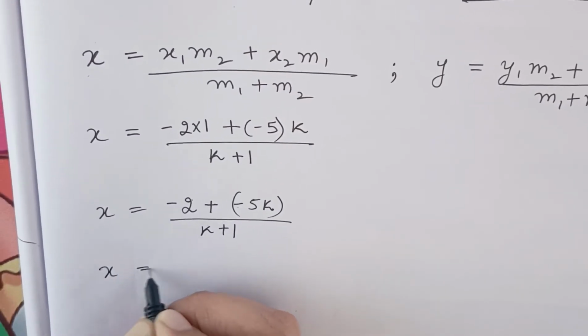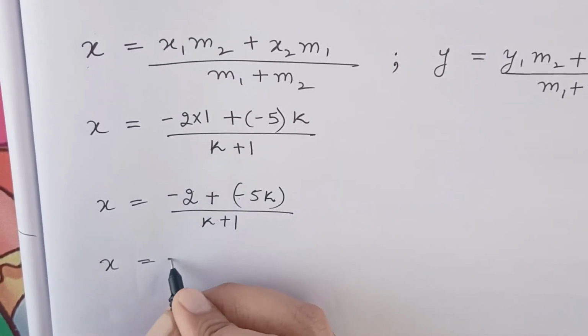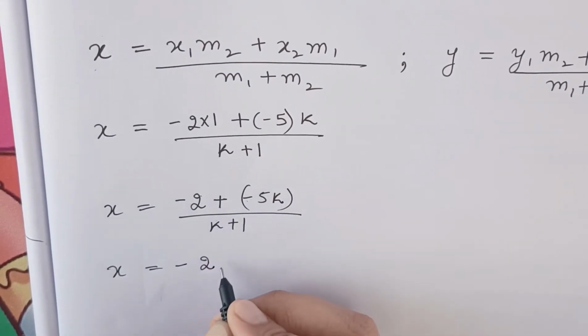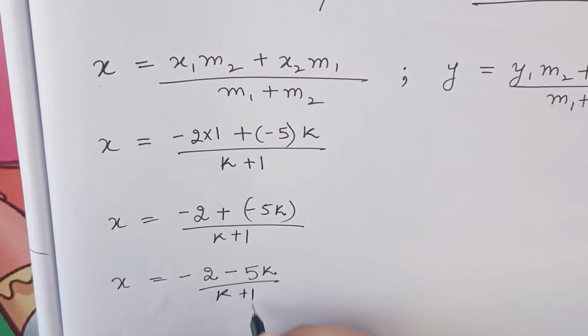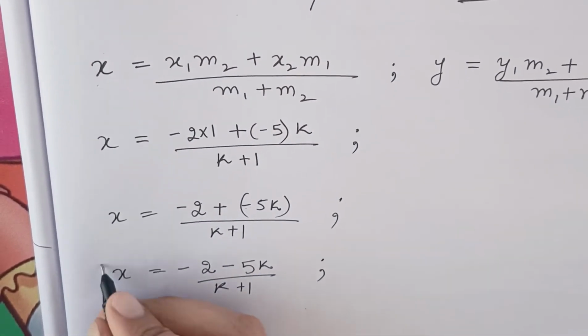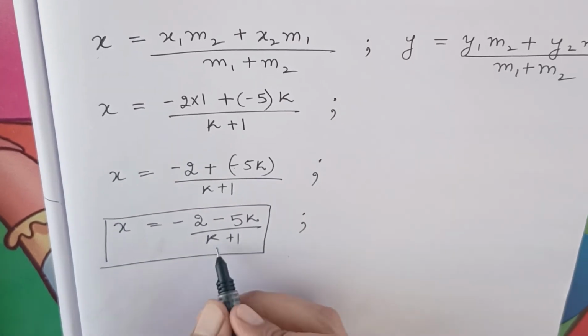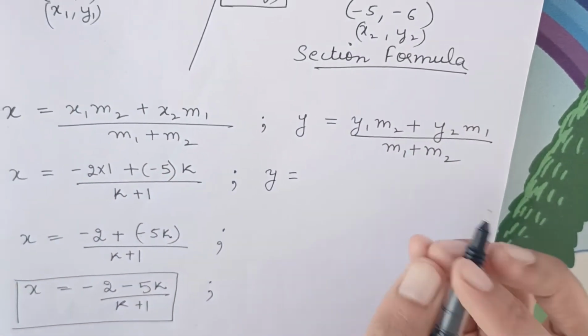Then x is equals to, whenever two signs are together, we can make it a single sign. -2 plus minus means minus 5k upon k plus 1. So x value we have already found. Further we can't simplify it because we don't know the value of k. Now let's solve the value of y.